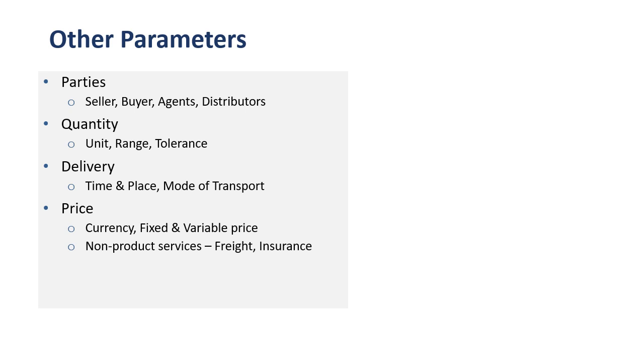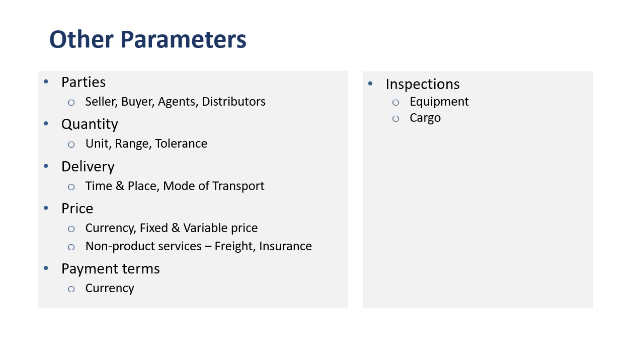Freight and insurance are not directly linked to the product price, but if a seller is selling it including freight and insurance, is it something which is included as a lump sum in the whole price, or is it something which is mentioned separately? And ultimately, what is the currency which is used and what are the payment terms?